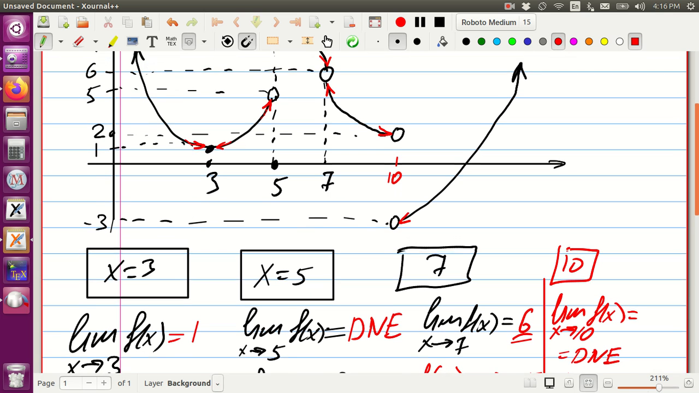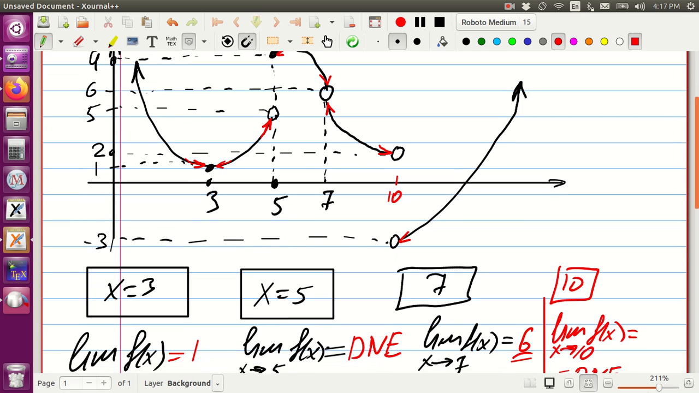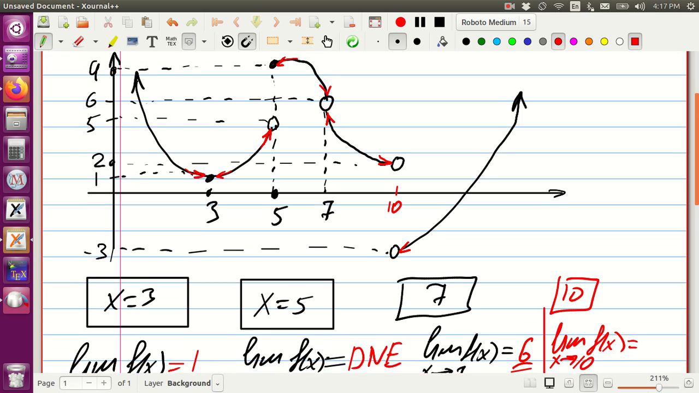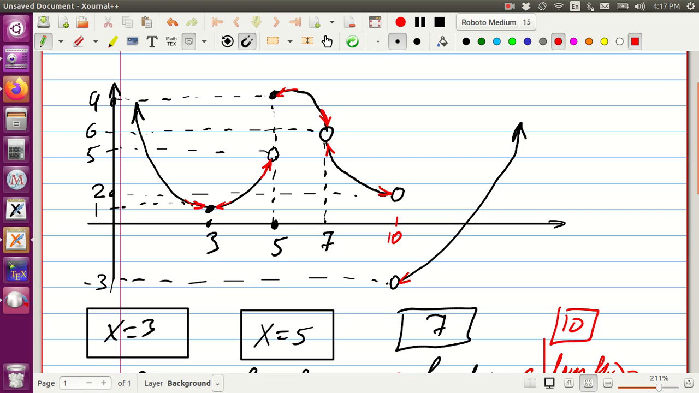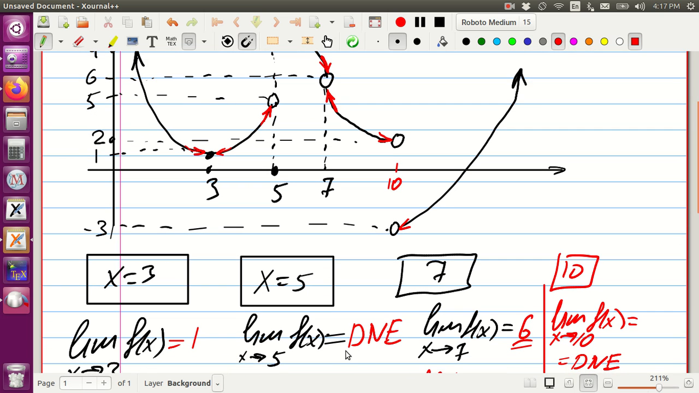Then when we move to x equals 5 and we're getting closer to 5 from left, we're moving along this piece of the curve and we're moving towards 5. But when we approach x equals 5 on the right side, we're moving along the curve over here, and so we approach 9. Okay, and for 7, we approach 7 from the left. If I approach 7 from the left, we're moving along this piece over here, so we're moving towards 6. When we approach 7 from the right, we're moving along this piece over here, so we also approach 6. And so the limit was 6, but for 5, the limit was undefined, so it doesn't exist.